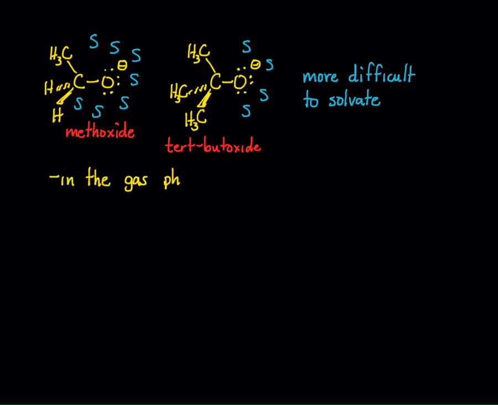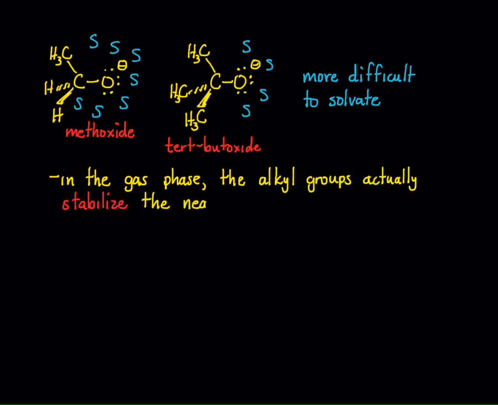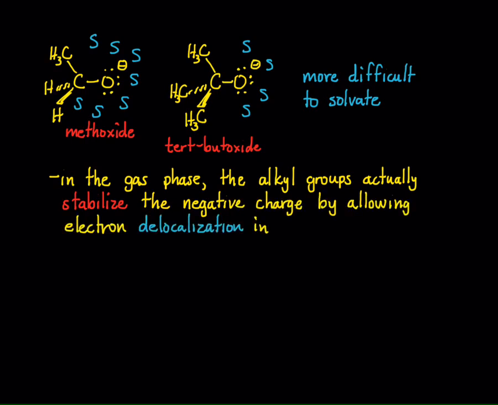And what happens is in the gas phase, the alkyl groups actually stabilize the negative charge by allowing electron delocalization into the empty sigma star orbital of that carbon-carbon bond. So before we were talking about that carbon-carbon bond donating electron density. Well, actually in the gas phase, it's the opposite effect. It's the opposite effect, right? In the gas phase, there are no solvents present, so solvents aren't even around to stabilize or destabilize for that matter.